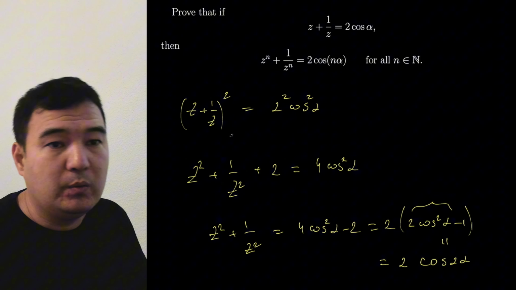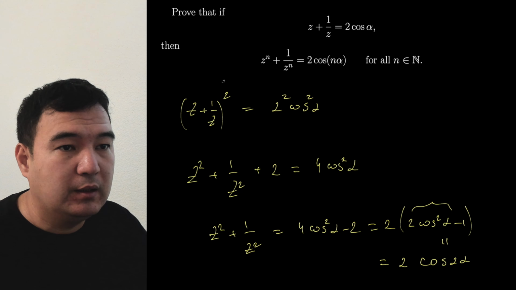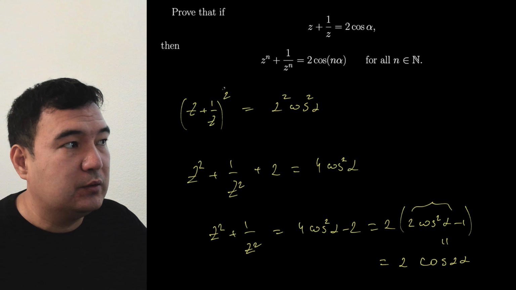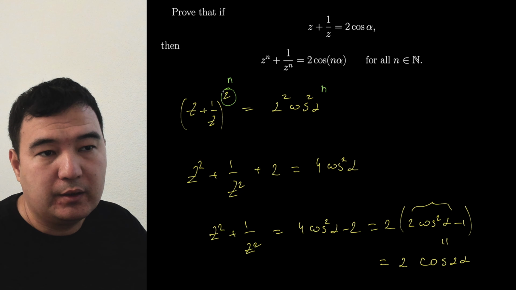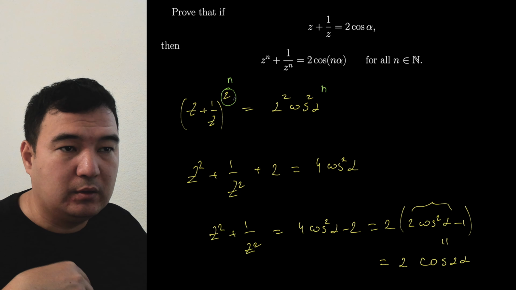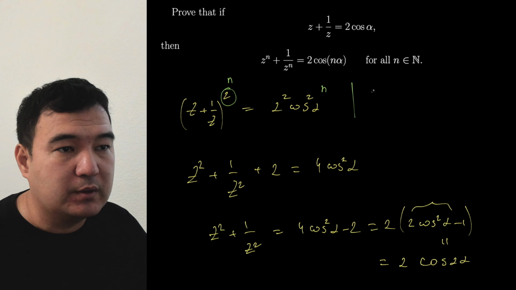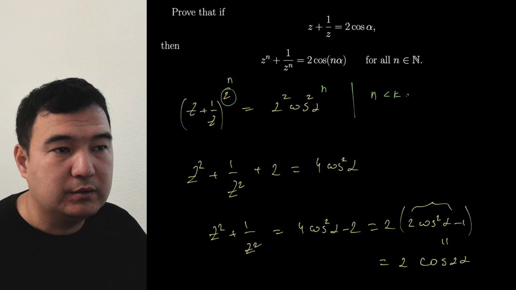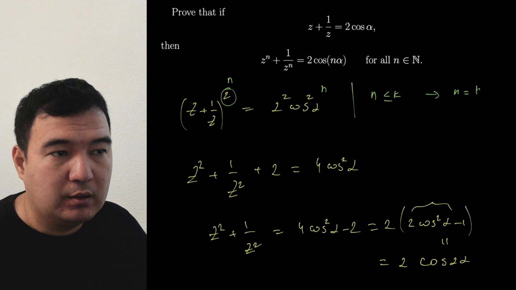Now I want to prove the identity for the general case. In the general case, if I want to do the power n, opening the parentheses for power n will be very difficult. So instead of that, I can do induction. I would assume that the expression is true for all n less than or equal to k, and prove the identity for n equal to k plus 1.